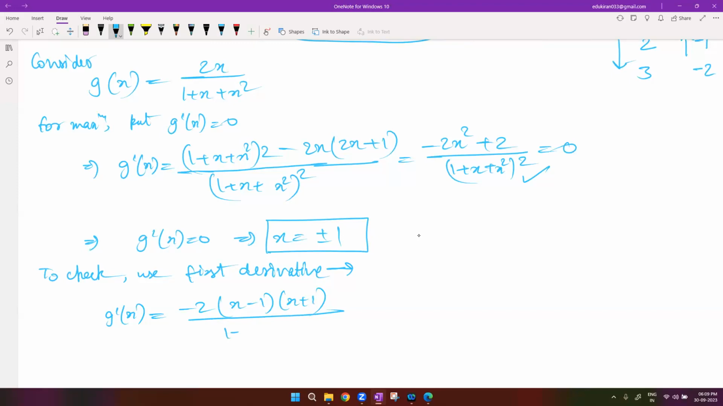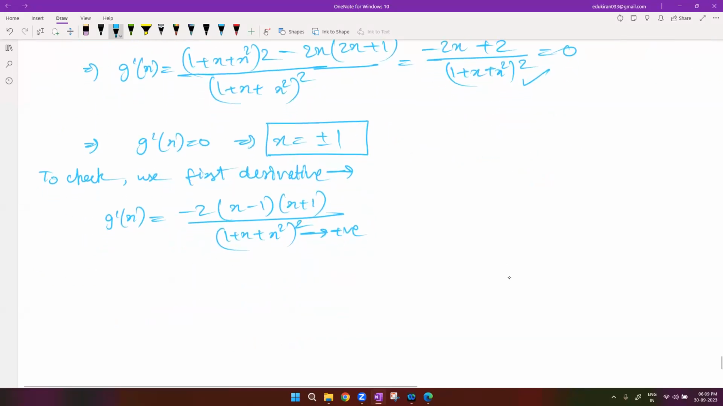And this value is always positive. Hence, if you want to observe this expression, it only depends on your numerator, x minus 1 and x plus 1. Find out the roots, which are plus minus 1, plot them on a number line, and start with the sign which is outside the expression. Put that sign into the rightmost interval. We know how the wavy curve works, right?